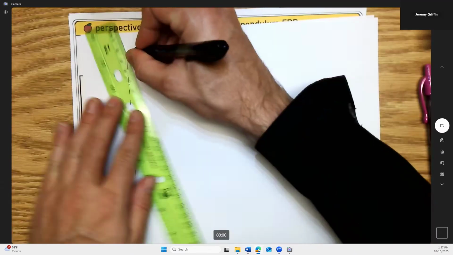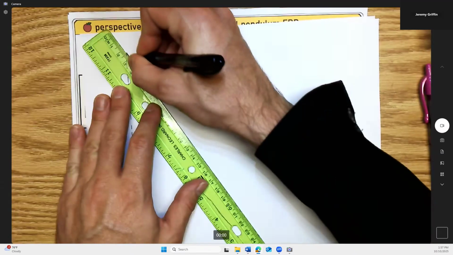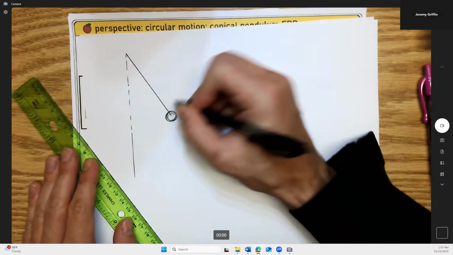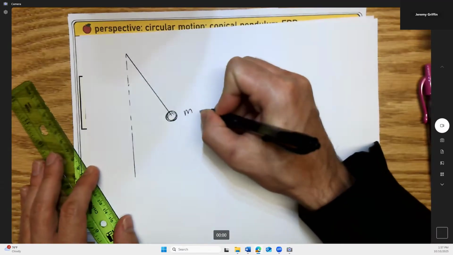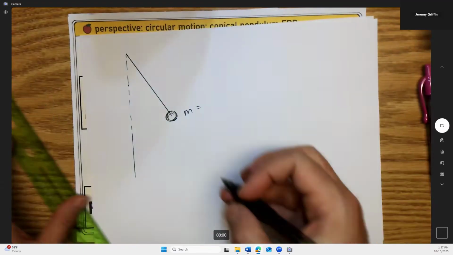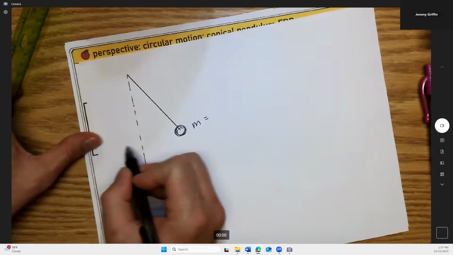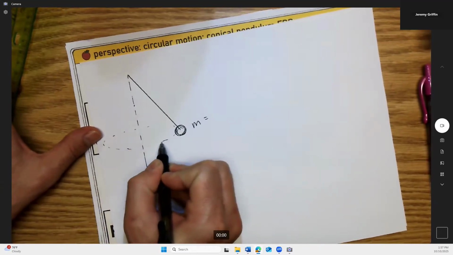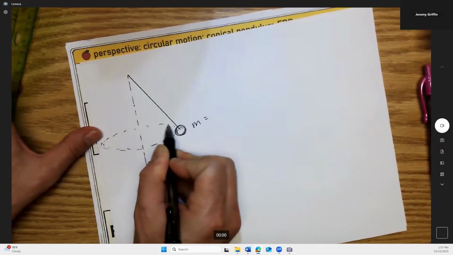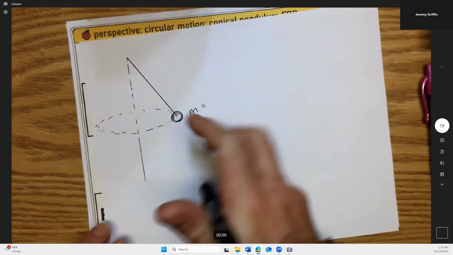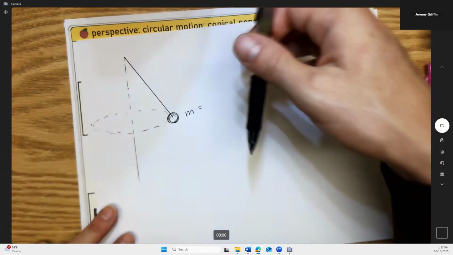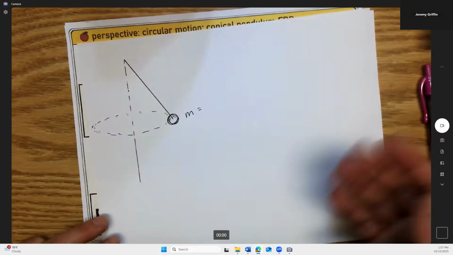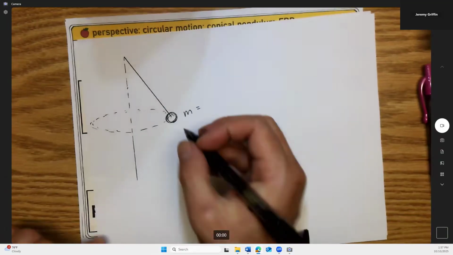Let's have a string here, and we'll put a mass right here. We'll make up a value for the mass. And then let's have this going around in a circle, staying on the circular path. Can you guys dash off a circular path like that? Well, it's circular. You're thinking in 3D, right? If you look from the top, it would look like a circle. From the side, it looks kind of like an oval shape. So it's going around.